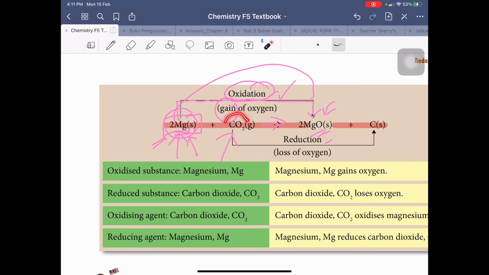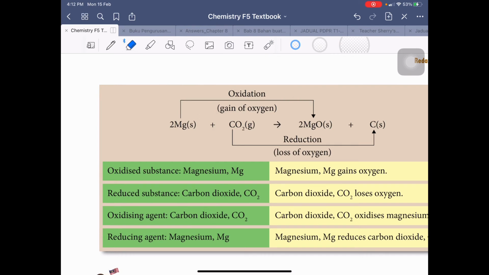Look at the second reactant here. CO2. Mula-mula we can see O here. And then after the reaction, we see that there's no more O. Maksudnya the CO2 sudah kehilangan, loss of oxygen. So we say that when a reactant loses oxygen, we say that reactant is undergoing reduction, mengalami penurunan.